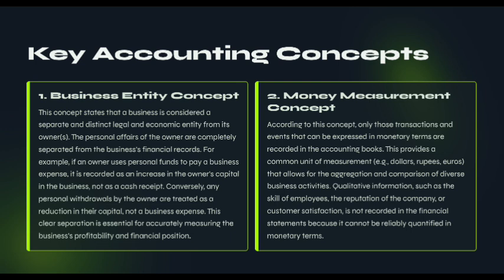Business entity concept. This concept states that a business is considered a separate and distinct legal and economic entity from its owners. The personal affairs of the owner are completely separated from the business's financial records. For example, if an owner uses personal funds to pay a business expense, it is recorded as an increase in the owner's capital in the business, not as a cash receipt. Conversely, any personal withdrawals by the owner are treated as a reduction in their capital, not a business expense. This clear separation is essential for accurately measuring the business's profitability and financial position.